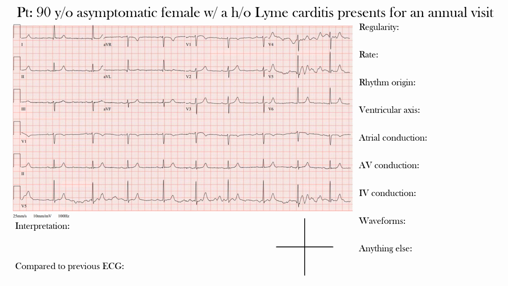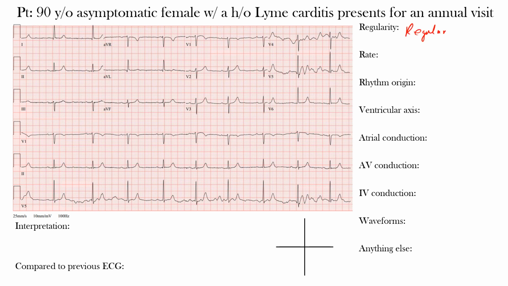Alright, so our 90-year-old asymptomatic female with a history of Lyme carditis presents for an annual visit in this EKG. So let's go through it. First, what is the regularity of this rhythm? Well, on first impression of the EKG, you probably notice that the rhythm appears quite regular, and that is correct. This is a regular rhythm, okay?